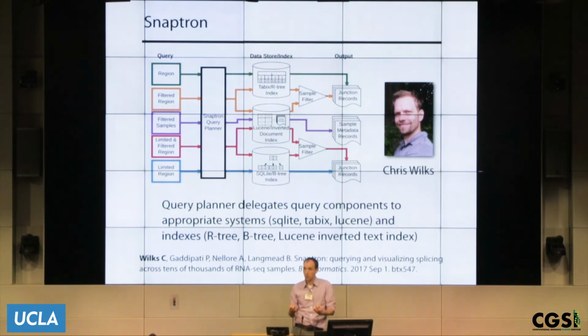And when people pose questions, we can take their question and split it up into pieces. You know, if they wanted to ask about, oh, I'm interested in this gene, I only care if a splice junction has at least this much coverage, and I'm only interested in liver samples, right? So that's got 3 different aspects to it. We can divide it up and deploy the different aspects to the appropriate indexes and compose the results back.